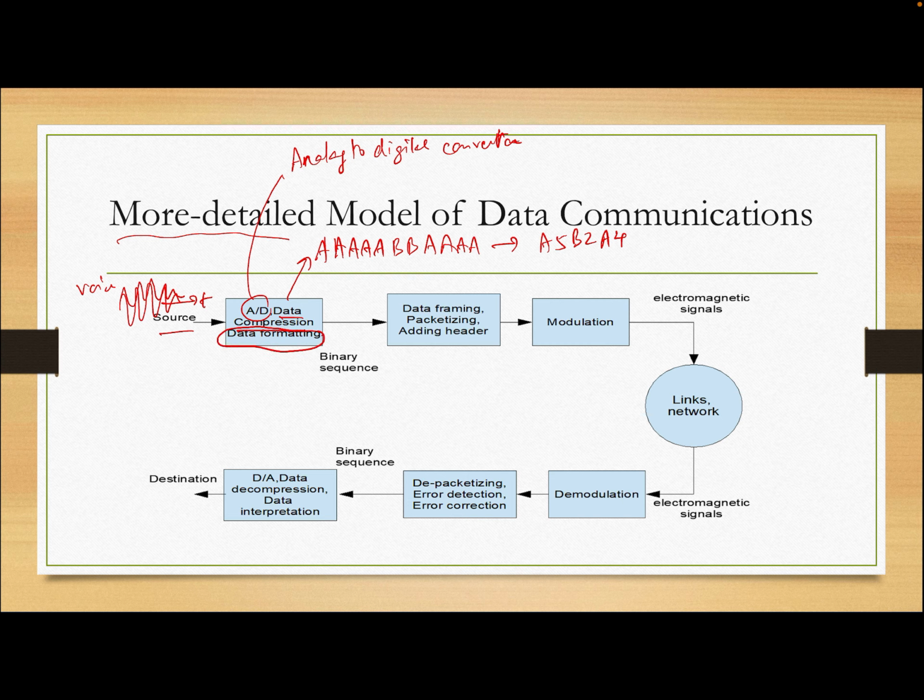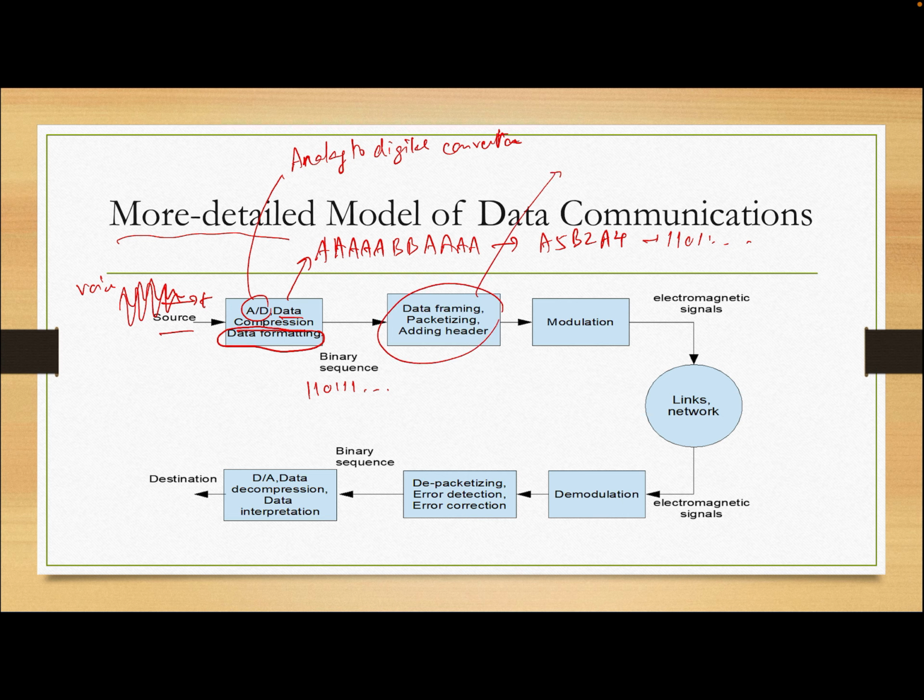And then you have data formatting. So you format the data in the form that is good for your applications. And then you have binary, so this one becomes a binary sequence like this. From this, you may convert into a binary sequence, you format the data. Then data framing, packetizing, adding header.